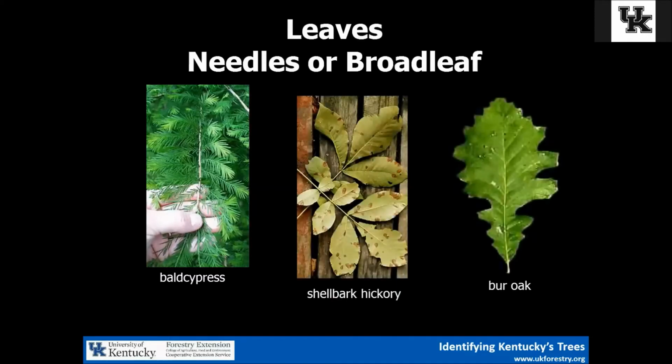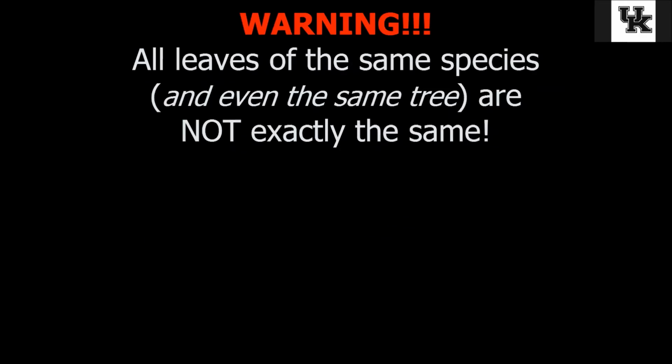And then the other group is that broadleaf group. We've got 2 examples here, shellbark hickory and bur oak. The majority of our trees are broadleaf in this state. We do have, and we'll talk about our conifers, but we have far more of the broadleaf trees here in the state. We have at least one example I can think of that's native you would find in the woods that is an evergreen that is broadleaf, and that is our American holly. Okay, quick warning here. All leaves of the same species and even the same tree are not exactly the same.